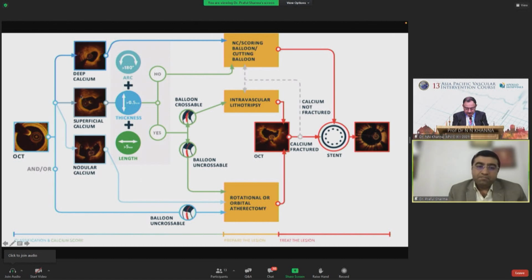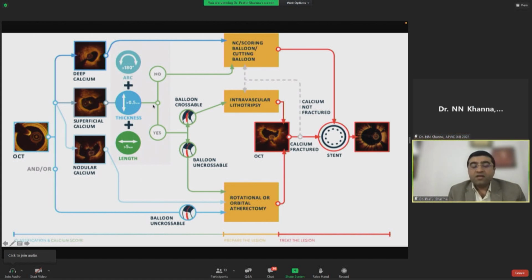When the calcium is deep or superficial, and it fulfills the criteria of the rule of 5, that means it is more than 50%, it is more than 0.5 millimeters, and more than 5 millimeters in length, then you have to decide whether you should go in for conventional techniques. If it doesn't fulfill this criteria, all conventional techniques can be employed. If it fulfills this criteria, and if it is balloon crossable, then the first choice in today's scenario will be IVL. If it is balloon uncrossable, again, rotablation followed by stenting has to be done.